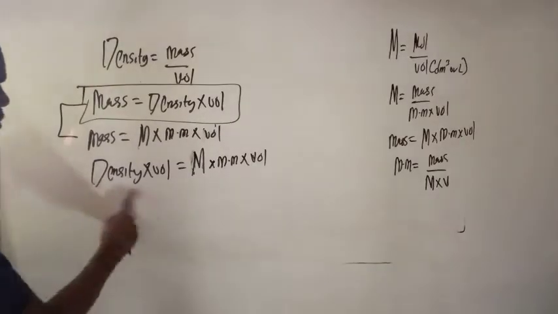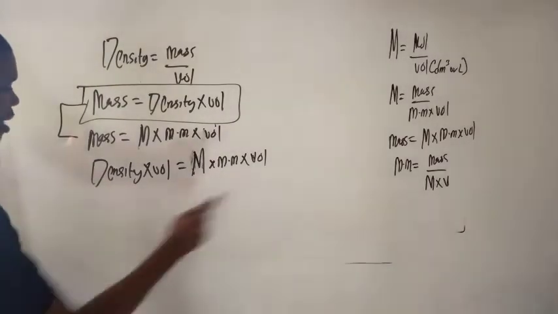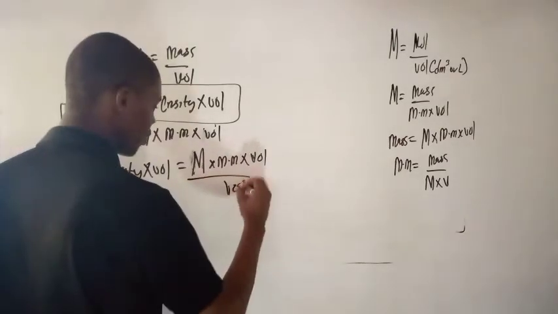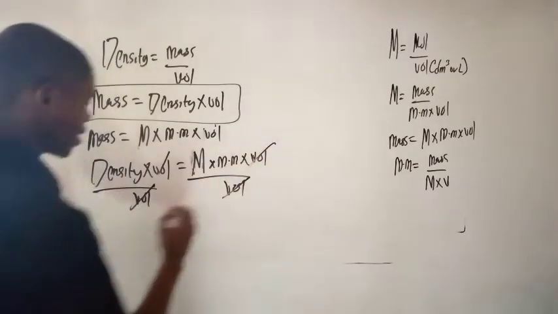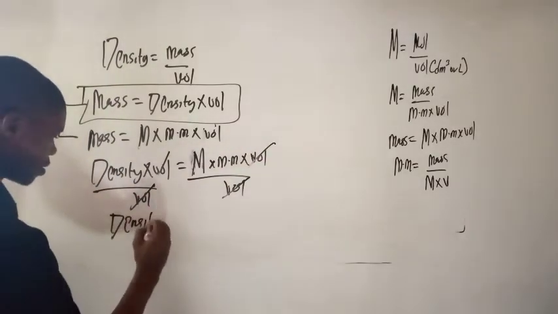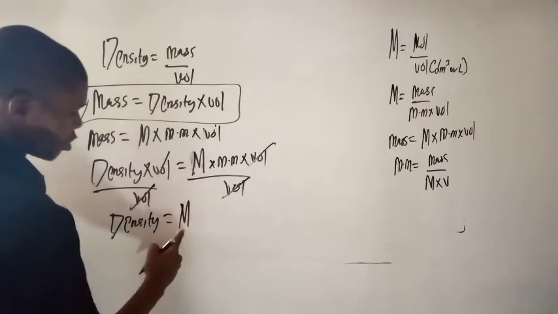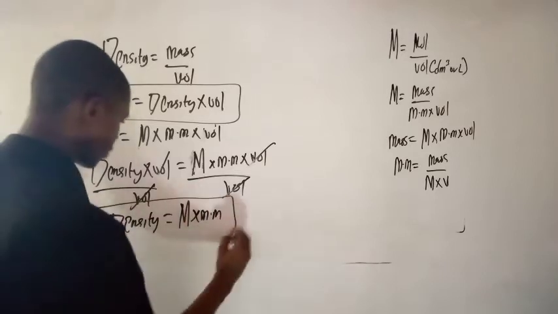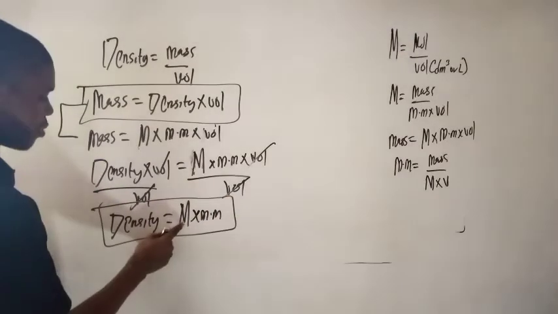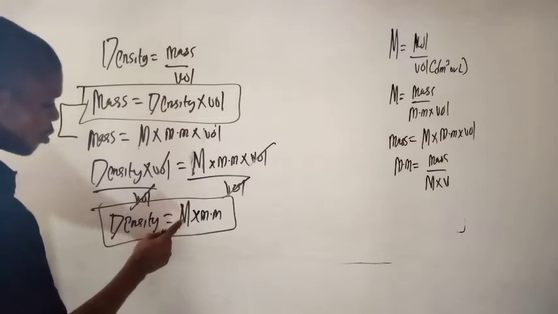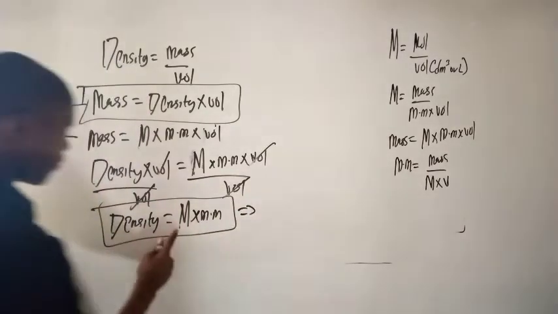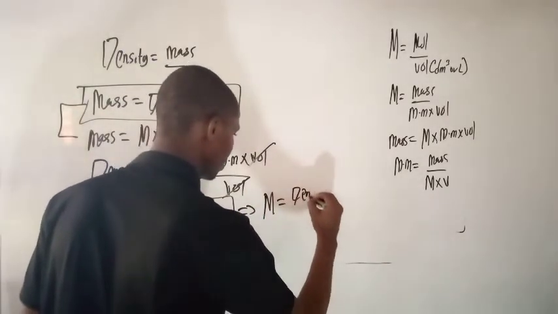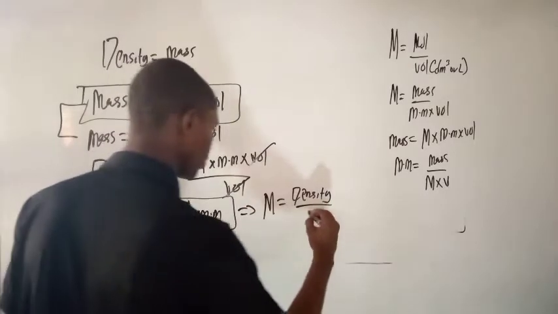Making density the subject of the formula, divide both sides by volume. Here we have density equals molarity times molar mass. In the sense that if you make molarity the subject, divide both sides by molar mass. So here we have molarity equals density over molar mass.